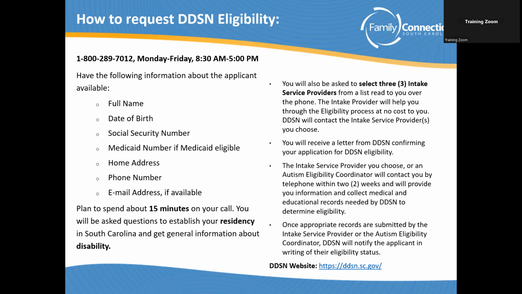And this is just a brief overview of what is needed for that call. Again, just basic information about your child and your family. They're going to ask questions about your child's disability and your residency status in South Carolina, and then go through the intake process with you. You'll be notified via letter for the application process, and then another confirmation about eligibility status. DDSN's website has this full listing, and I put the link to the DDSN website if you want to look at that a little bit more. But again, that's really just for anyone who has not been connected yet with DDSN.